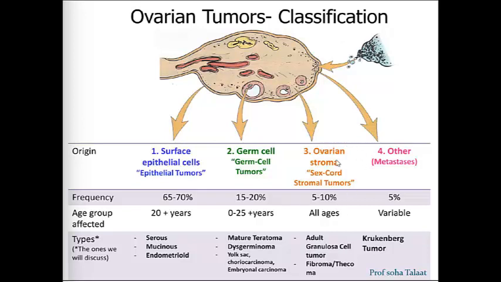Ovarian stromal tumors, the sex cord tumors, represent 5 to 10%. They can occur in all ages, but are more common in the older age group, like the granulosa cell tumor; fibroma and fibrothecoma are the most common. And then others. What are the others? Like metastasis. We will just give a hint on the ultrasound appearance of the Krukenberg tumor and ovarian lymphoma. They are the most common.